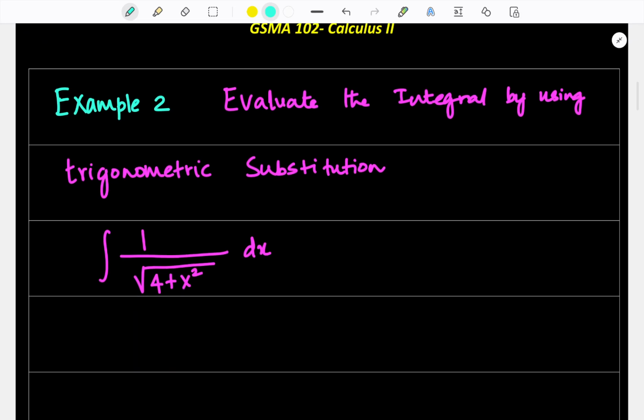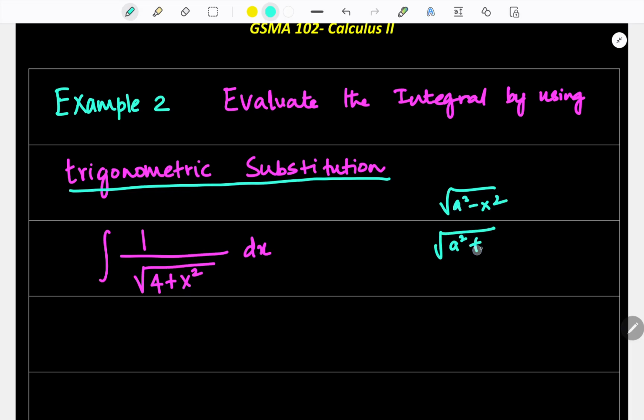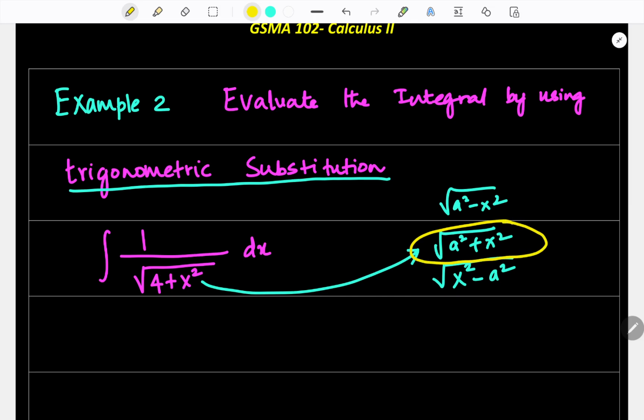Evaluate the integral by using trigonometric substitution. 1 divided by square root of 4 plus x square. Trigonometric substitution. I gave you 3 substitutions, right? What are the 3 substitutions I gave you? Square root of a square minus x square, and square root of a square plus x square, and square root of x square minus a square. Can you guess which form is this one? It's very clear. This is the second one, right?